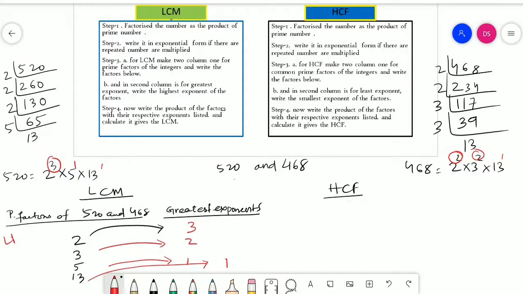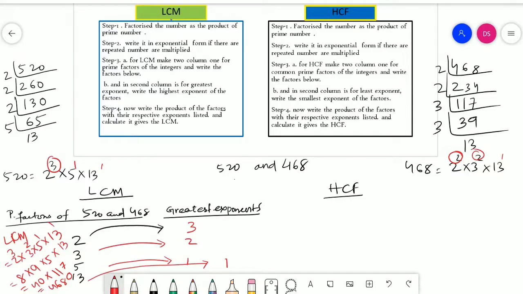Now for LCM I will write all these numbers and put the respective exponents. 8 into 9 into 5 into 13. 40 into 117. So I just simply write this one will be the answer.